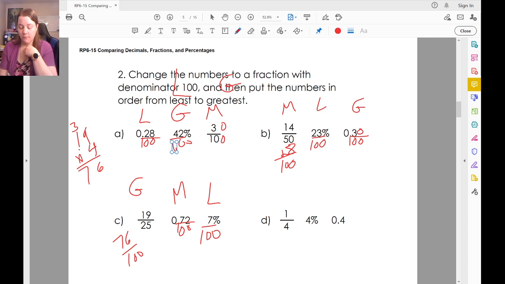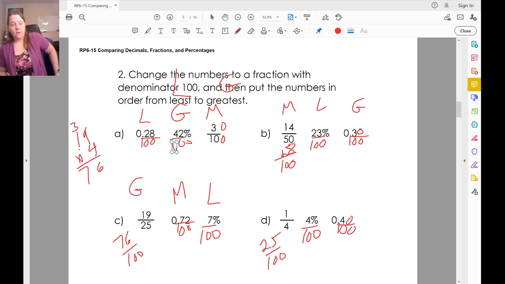For our last one, we have 1/4, 4%, and 0.4. 1/4, we multiply 4 times 25 to get 100 because of quarters in a dollar. So 1 times 25 is 25. 4% means 4 over 100. And 0.4 is 4/10 or 40 over 100. So 4/10 is the greatest. 4% is the least, leaving 25 over 100 or 1/4 in the middle.